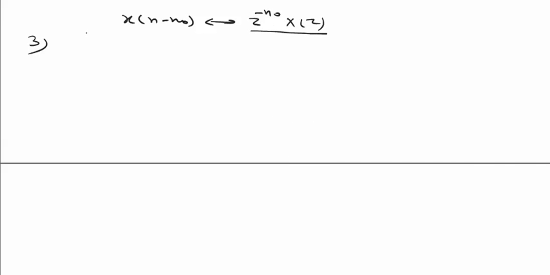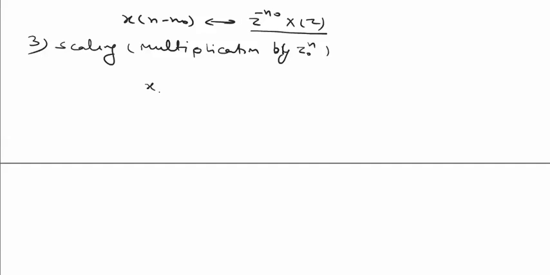Next property, scaling. Multiplication by z naught power n. In the scaling property, xn z naught n is applied, then it is revised in this way. ROC is also revised. ROC is always calculated at the last z expression because maybe pole zero cancellation in any condition. So at the last expression we can calculate ROC. That's why I am not commenting on ROC in the scaling property.